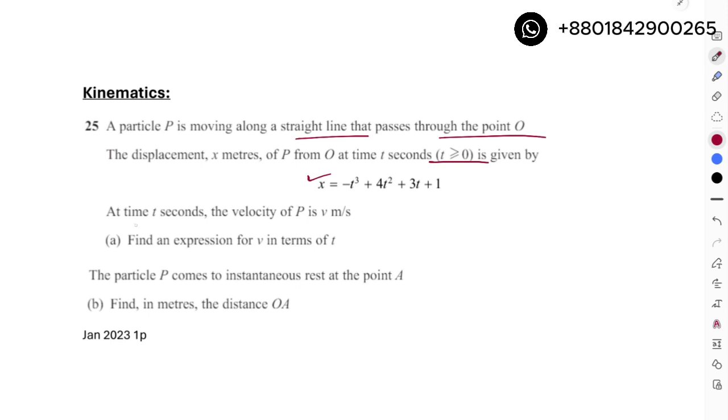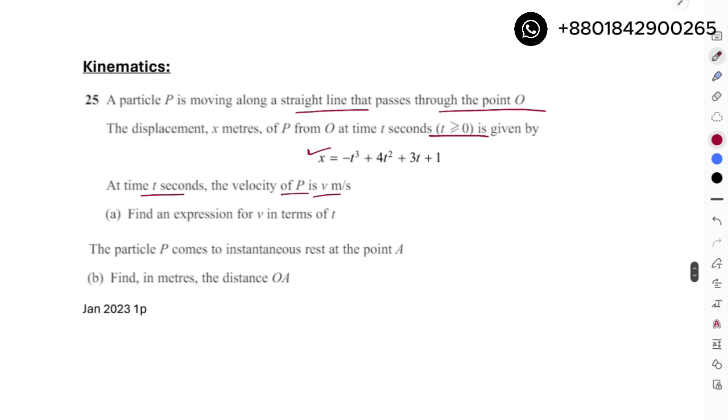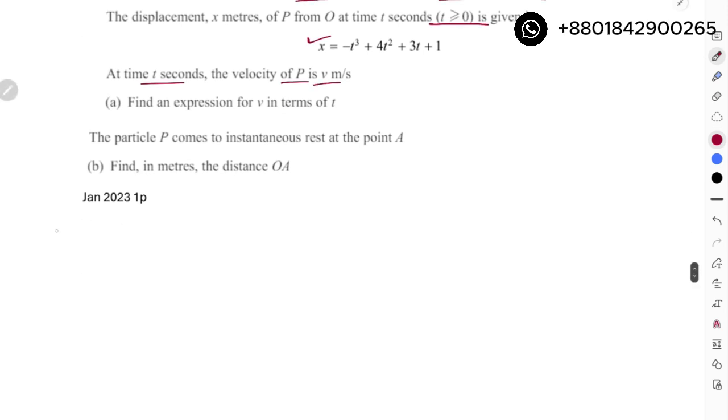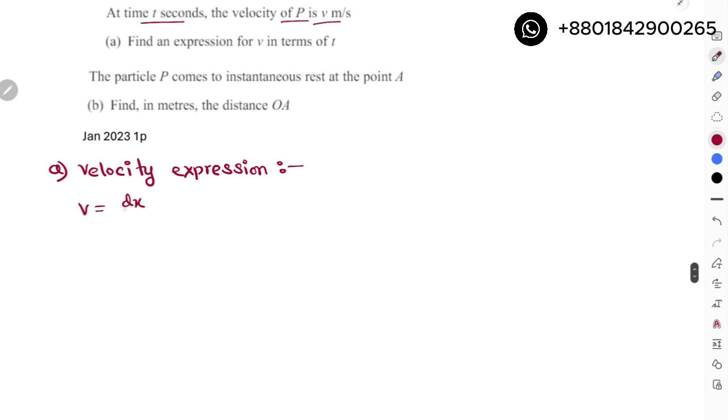So over here they're saying to find, in terms of t seconds, the velocity of the particle P. At time t the velocity of the particle P is v meters per second, and we need to find an expression for it. So obviously we know that differentiation of distance gives you velocity, differentiation of velocity gives you acceleration, an expression in terms of time, right? So over here for the first part, in order to find the expression for velocity in terms of t seconds, I just have to differentiate the distance equation, right, which is going to be v, that's dx over dt.